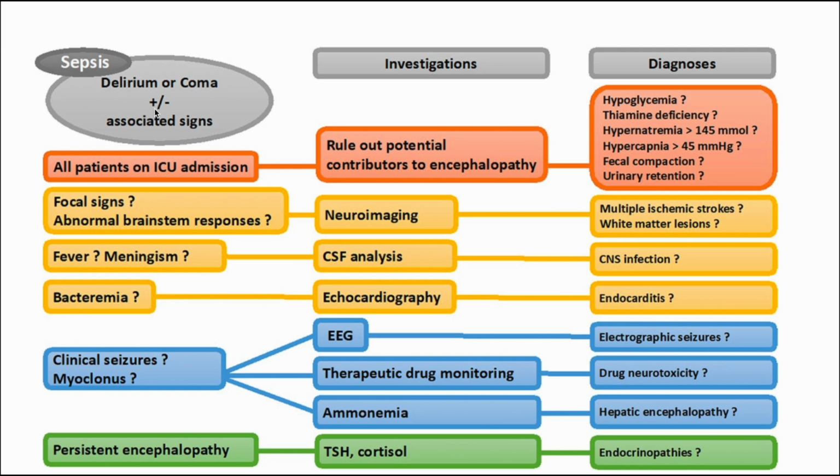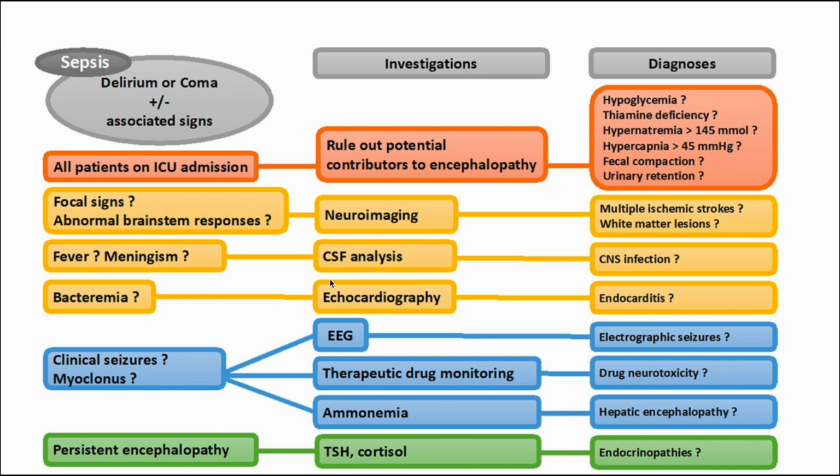if you find delirium or coma, then you do an initial assessment where you rule out potential contributors to this encephalopathy. Next is investigation based on the clinical signs, that is focal signs. You can do neuroimaging and check for multiple ischemic strokes and white matter lesions. Then you check for fevers, meningism, bacteremia, seizures, and persistence of the encephalopathy. So these are the associated signs you look for.